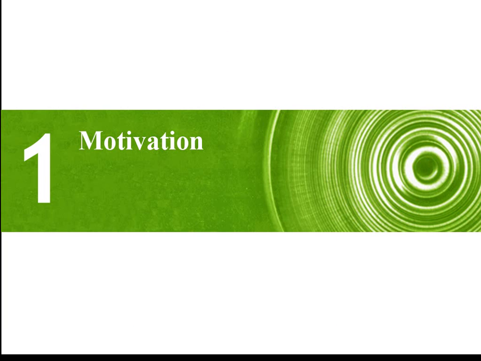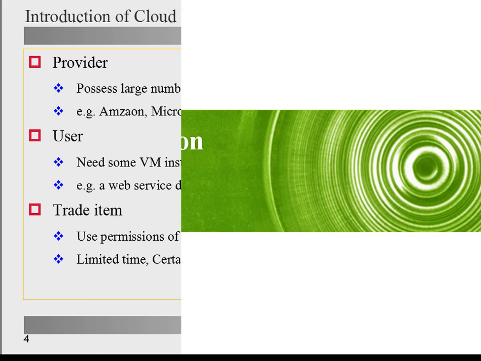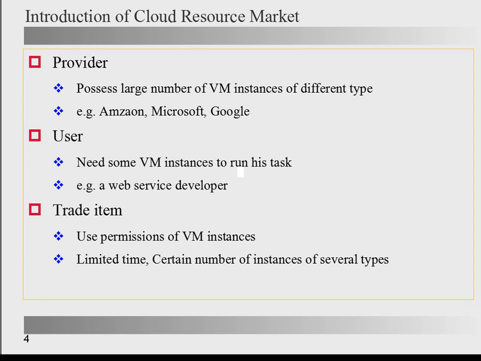I first introduce the motivation of this research. Here is the introduction of the cloud resource market, where there are providers and users. Providers always possess a large number of virtual machine instances of different types, like Amazon EC2 or Microsoft Azure, and users always need some virtual machine instances to run their tasks, such as a web service developer who needs a cloud web server to provide service to his users. The trade item in the cloud resource market is the use permissions of virtual machine instances with limited time and a certain number of instances of several types.